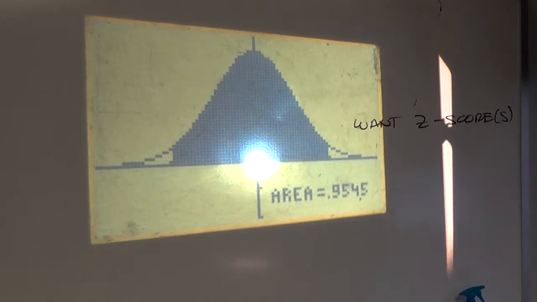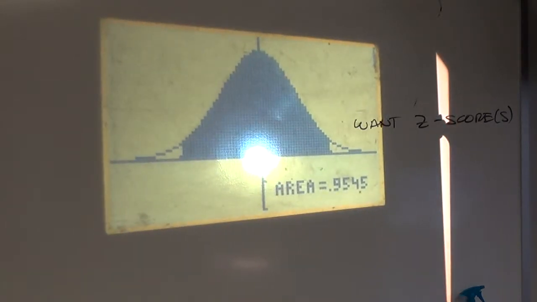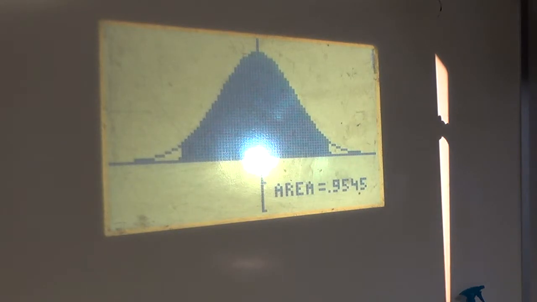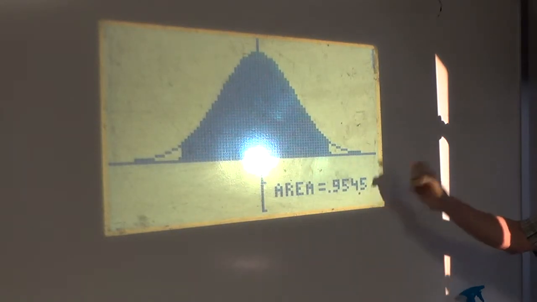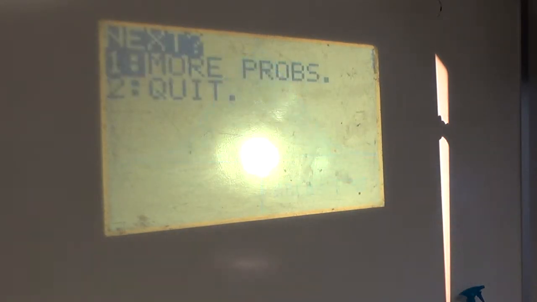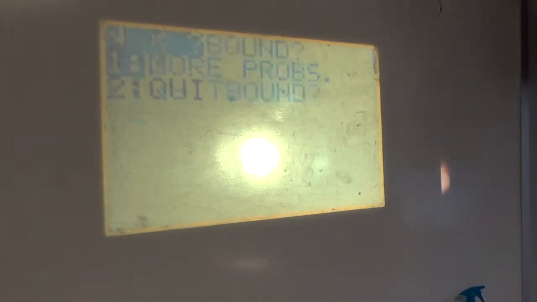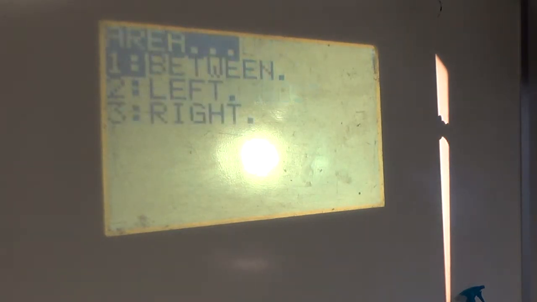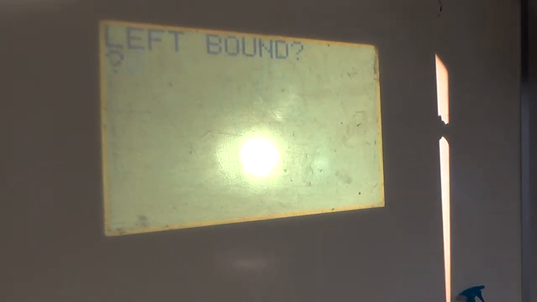It's also hardly out of focus. I apologize. Oh, God. There we go. Much better. So there's 2 standard deviations. There's your 95%. Everybody got it? There's your area. Boom. Press enter again. It asks you what you want to do. You want to do some more probabilities? Hell yeah, you do. Let's do 1 standard deviation. Yes? I sense the excitement. Yes. Forward. Between. Left bound. -1.